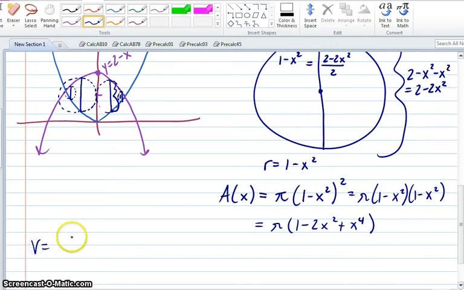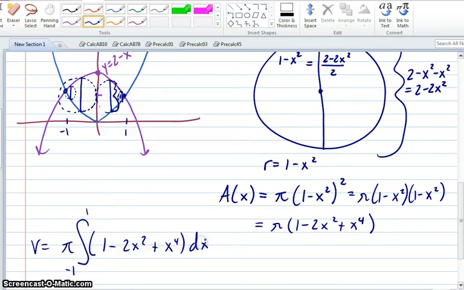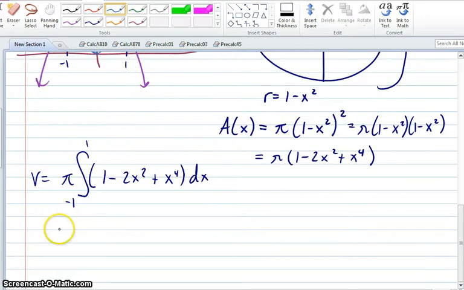To get our volume, we take the integral between negative 1 and 1. They told us where these intersected. So the integral from negative 1 to 1 of pi, which I'm going to factor out, times 1 minus 2x squared plus x to the fourth, with respect to x, and we're ready to take the integral. This was kind of a pain to set up, but once we got it set up, the integral is actually pretty nice. So now let's take the integral.